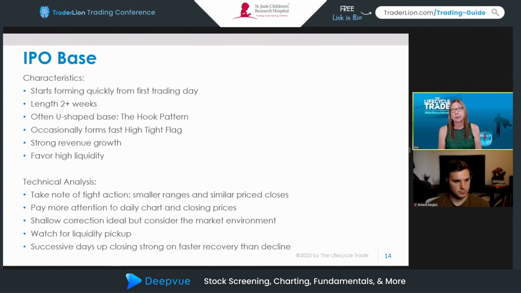While a shallow correction is ideal, it's rare, right? Because IPOs are more volatile. But if I see that, that's going to be a plus. I'm also going to consider the market environment. If the IPO base was forming during a bear market, then I'm going to give that more leeway because I'm going to expect a deeper consolidation. I'm going to be watching for liquidity to pick up as it tries to come out of the IPO base, and successive days closing up.